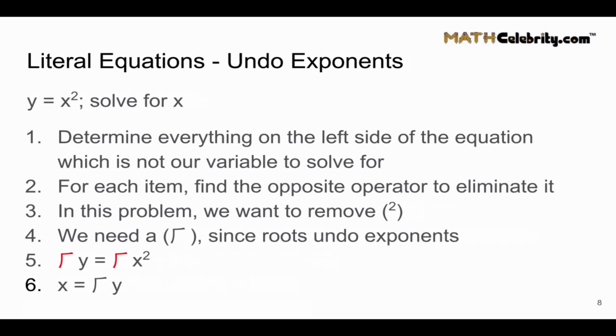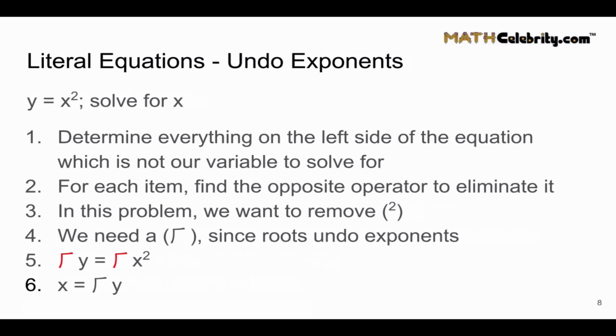Let's move to one more operation and how to undo it. This time we're looking at exponents. So we've got y equals x squared, or some people say x to the power of 2. We want to solve for x in this equation. Well, the good news is there's only a variable x on the right side. But our challenge is, how do we get rid of the exponent? So in this problem, we want to remove the power of 2, or the squared power.